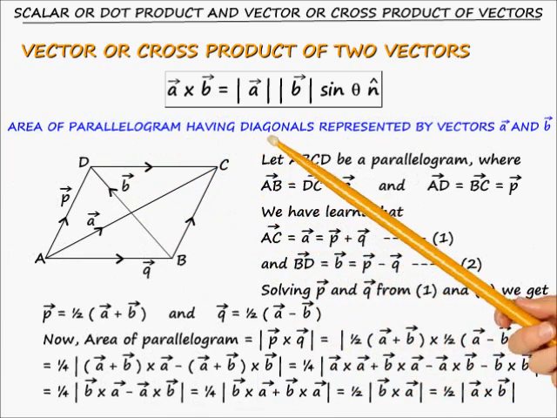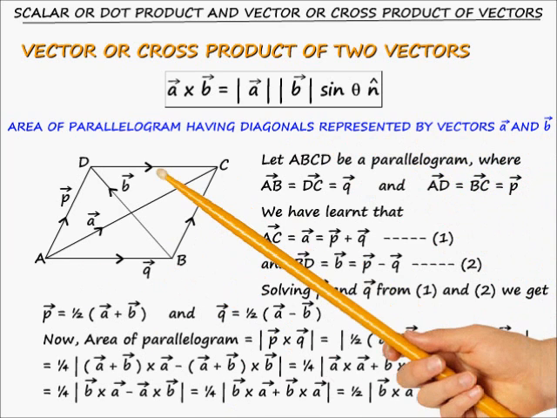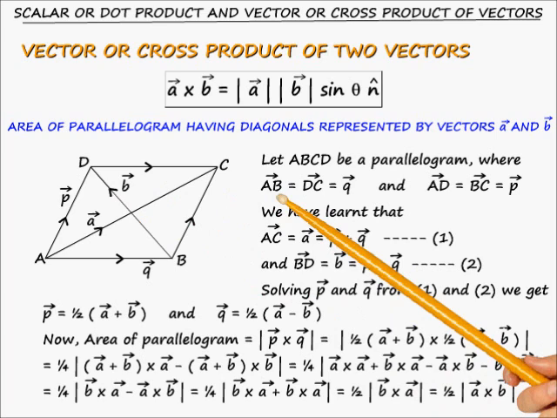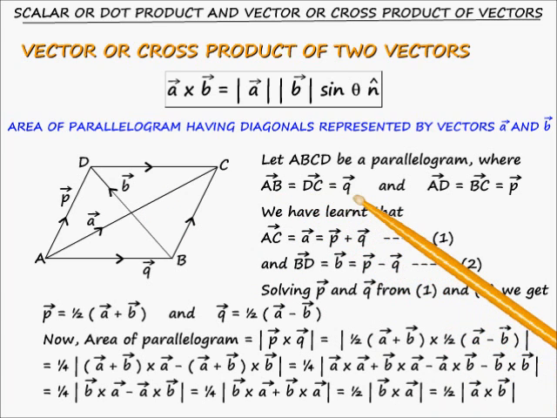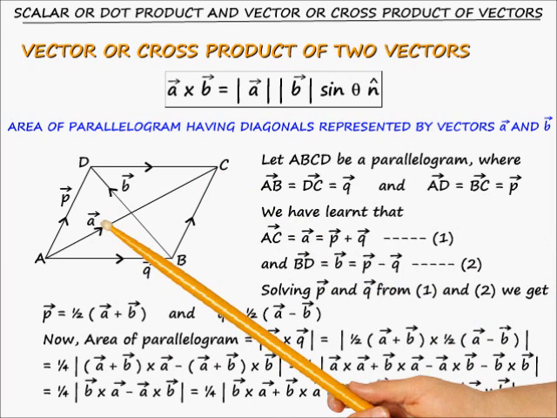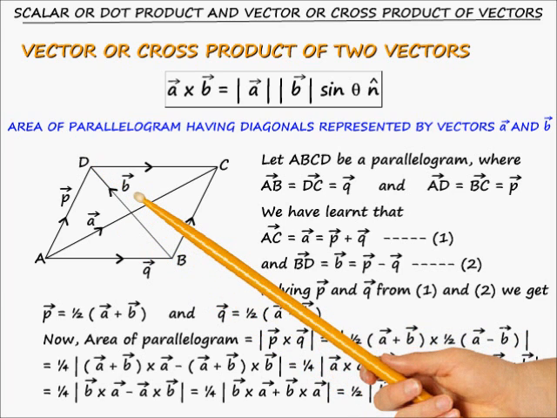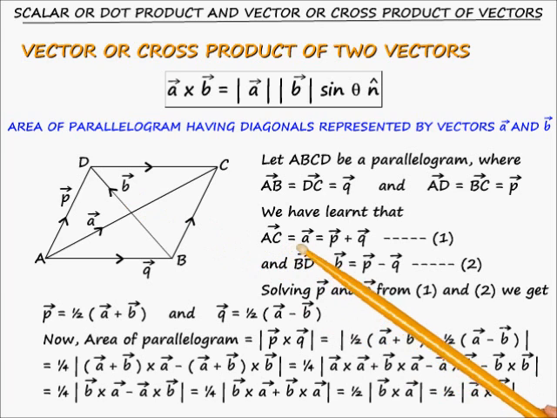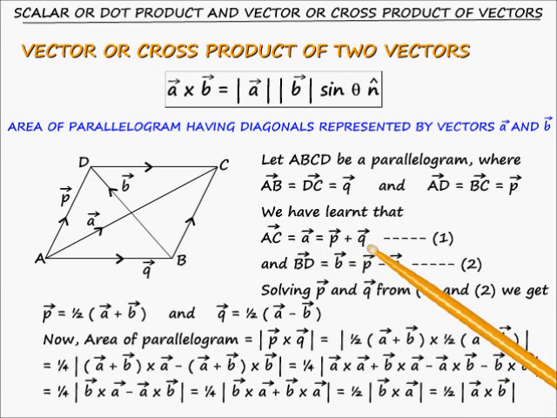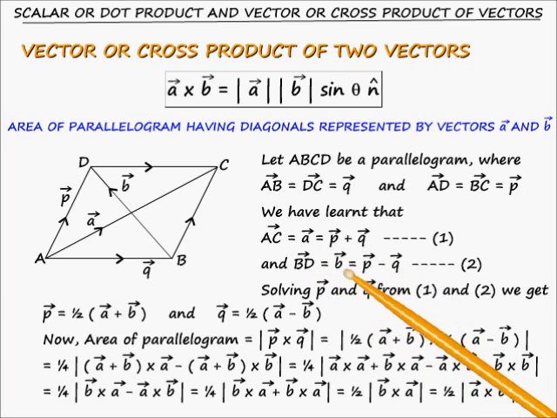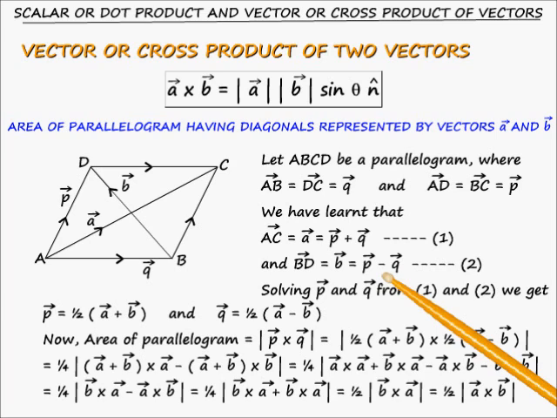Area of parallelogram having diagonals represented by vectors A and B. Let ABCD be a parallelogram where vector AB equal to vector DC equal to vector Q and vector AD equal to vector BC equal to vector P. Here vector AC equal to vector A and vector BD equal to vector B. We have learned that vector AC, equal to vector A, equals vector P plus vector Q, and vector BD, equal to vector B, equals vector P minus vector Q. Solving for P and Q from 1 and 2, we get vector P equal to half of vector A plus vector B and Q equal to half of vector A minus vector B.